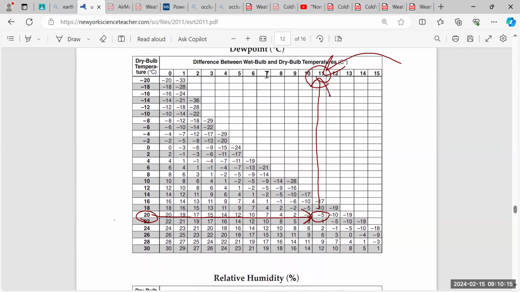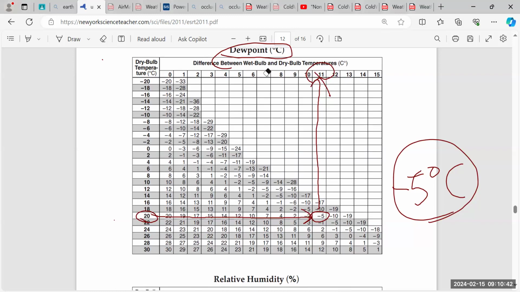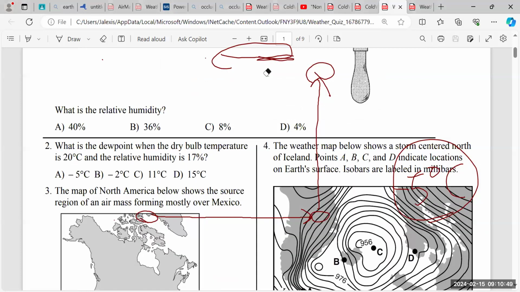I move to my dew point chart. My difference now was 11, and my dry bulb was 20 degrees. Now that I switch to the dew point chart, dry bulb is 20, difference is 11, and my dew point ends up being -5 degrees Celsius. Why? Because remember, dew point for this chart is measured in degrees Celsius, which would end up being choice number 1A.